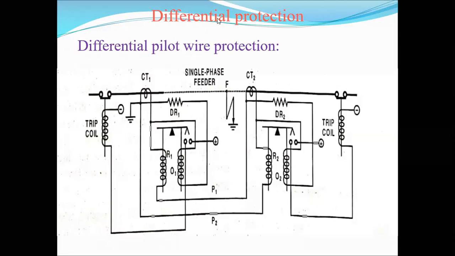This is the differential pilot wire protection. In that we are using the feeder line. This is the single phase feeder line. At both ends of this feeder line, we are connecting the CTs. These are the resistances, and this is the balanced beam protection with the relay coil and also the operating coil. In this type of protection, we are using the balanced beam type of protection.